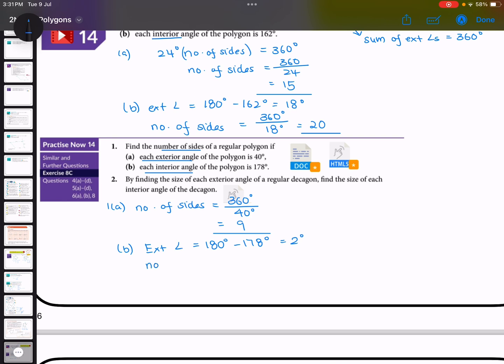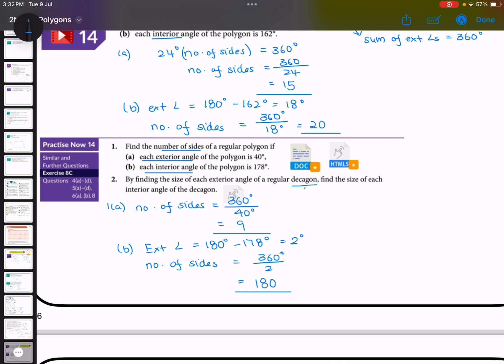So number of sides, 360 divided by 2. Wow, this is 18 sides. Serious, 180. Okay, let's continue and finish up.